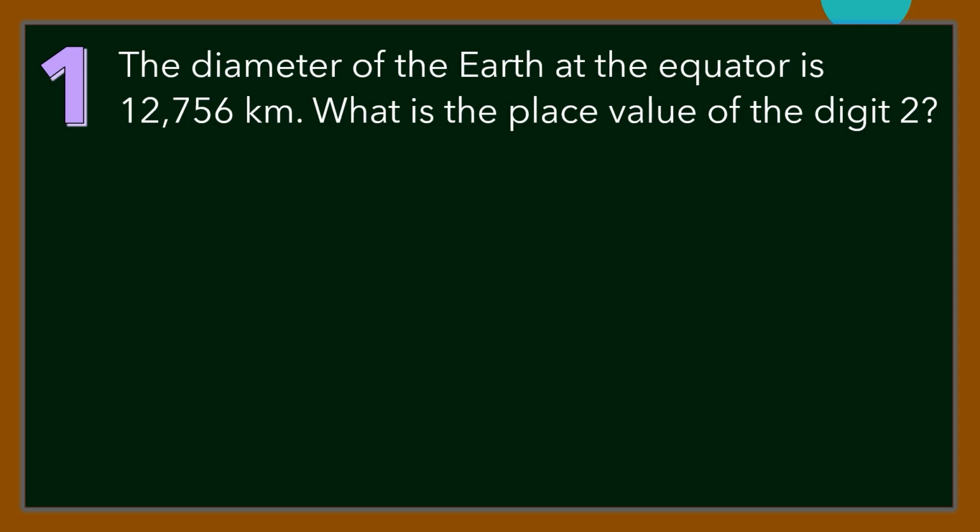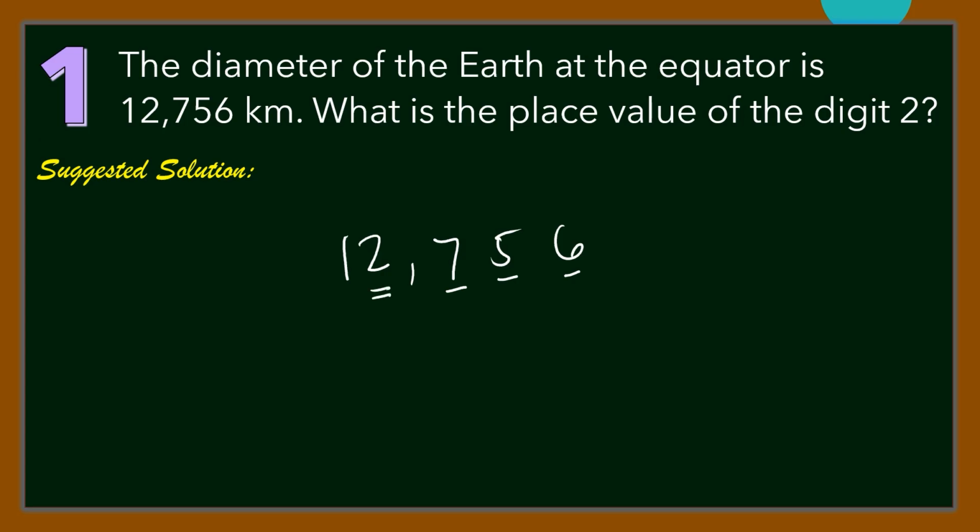The diameter of the Earth at the equator is 12,756 kilometers. What is the place value of the digit 2? The given number is 12,756. We have the units digit, tens, hundreds, thousands. Therefore, 2 is in the thousands digit.